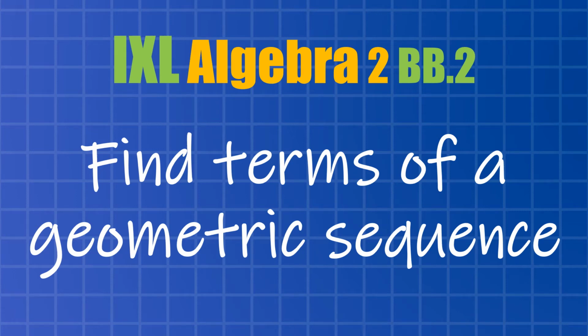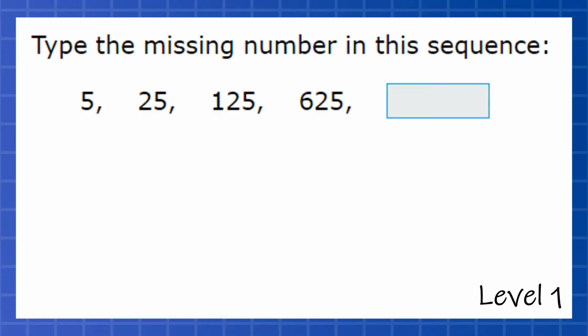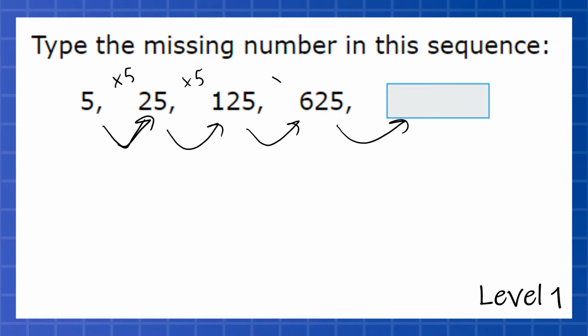In this video, we're going to find terms of a geometric sequence, and we're going to do it looking at 6 examples. We're going to start at the bottom. When we look at this, we can see that there is a pattern to these numbers, right? And as we look at each number, we can tell that it's getting bigger, and it's actually getting bigger in the same way each time. This is a geometric sequence because it's getting bigger by multiplying by 5 each time.